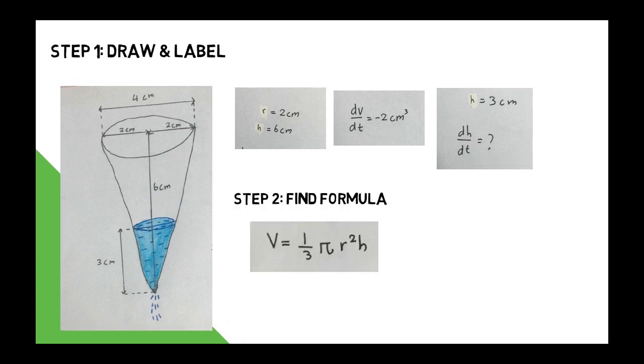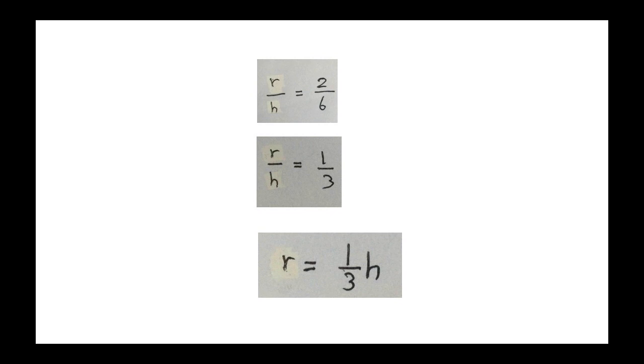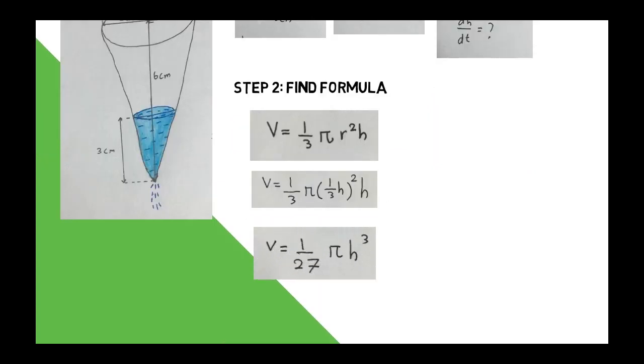Now we need the formula for the volume of a cone, but we need to find the radius first. We know r over h is 2 over 6, which we can simplify to 1 over 3. And now we have the value of r, which is 1 over 3 times h. Insert the value of r into the formula and simplify it, where it's going to be 1 over 27 times pi times h cubed. And this is the formula that we are going to use.